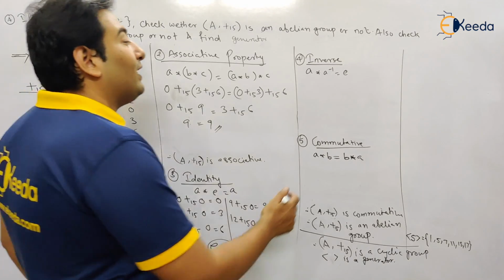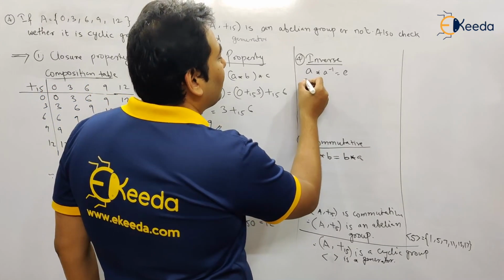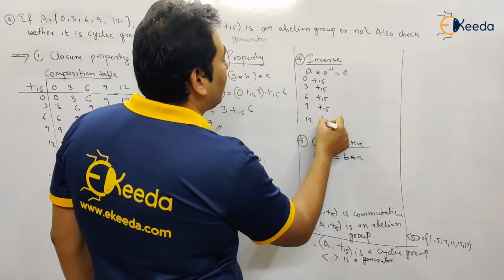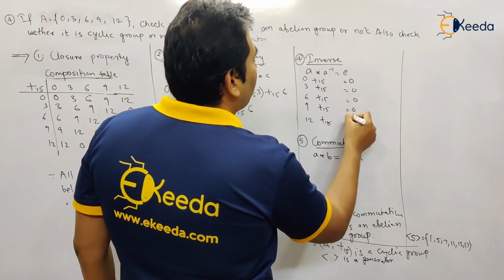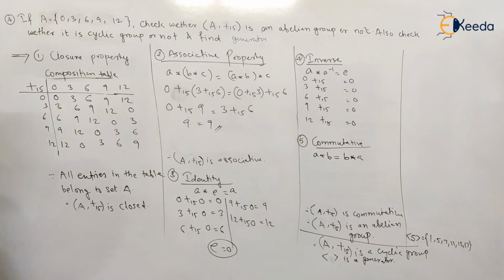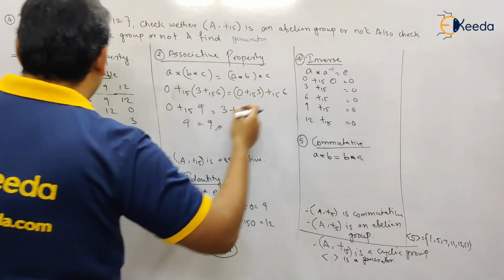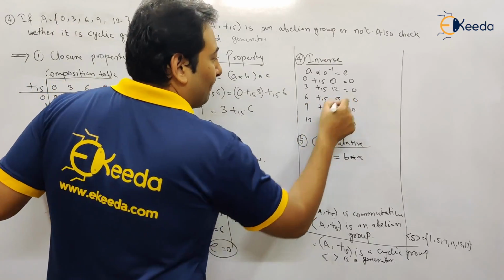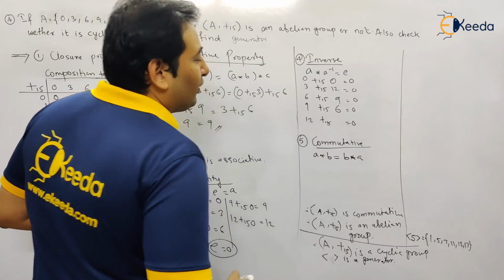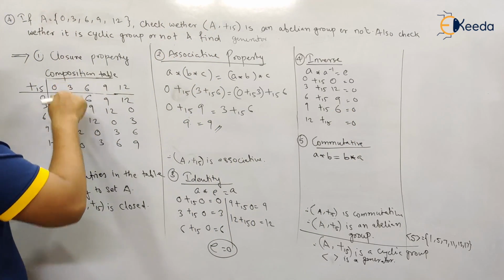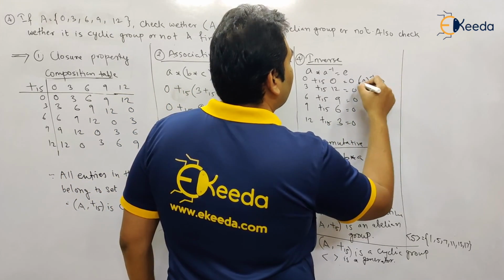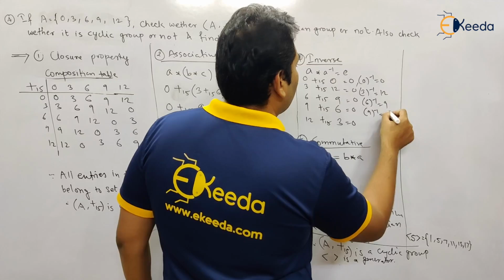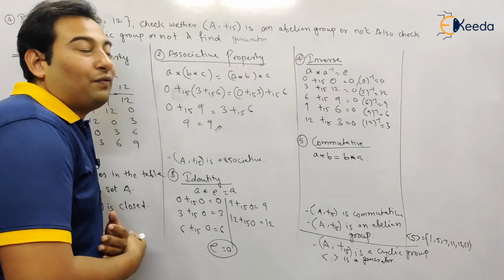What next? We need to find the inverse. The formula is A into A inverse equal to E. The elements are 0, 3, 6, 9 and 12, with plus 15 everywhere, and on the right hand side we should get the identity element, which is 0. So 0 plus 15 0 is 0. 3 with 12 gives 0, so 12 will come here. With 6, 9 will come. With 9, 6 will come. With 12, 3. So in short, 0 inverse is 0, 3 inverse is 12, 6 inverse is 9, 9 inverse is 6, and 12 inverse is 3. That means the inverse of each and every term exists.